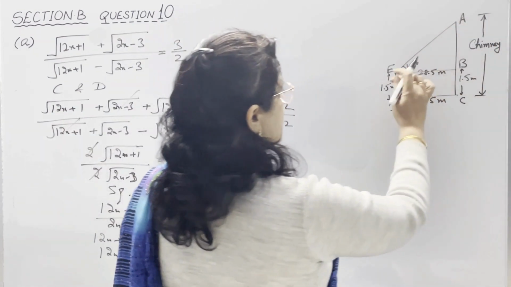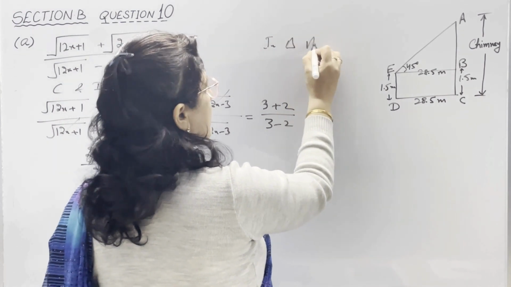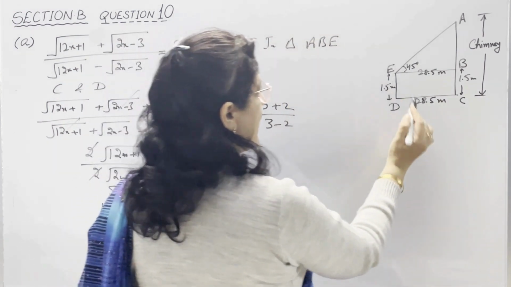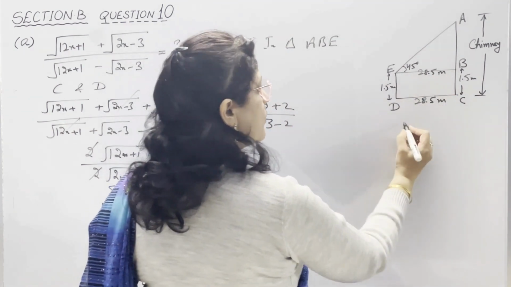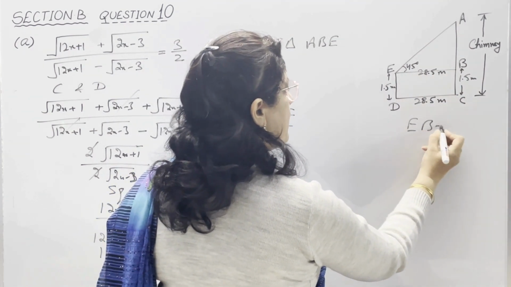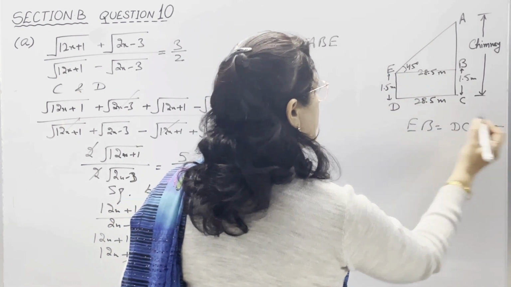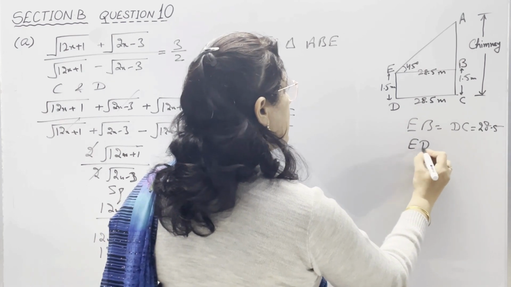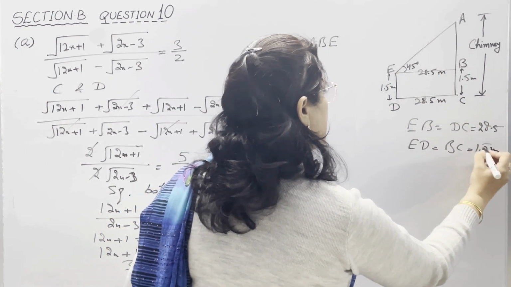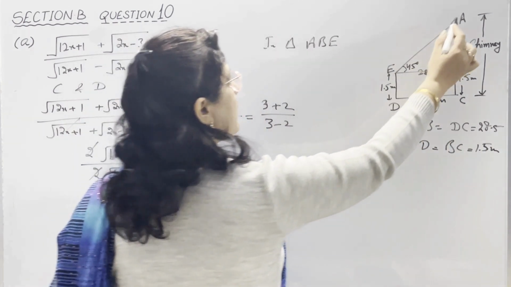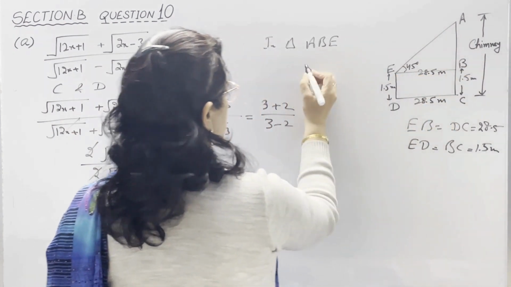So first we will take triangle ABE. In triangle ABE, as we can see, this EBCD is a rectangle. So EB is equal to DC is equal to 28.5, and here also ED is equal to BC is equal to 1.5 meter. Now in triangle ABE, this is our perpendicular and this is the base.